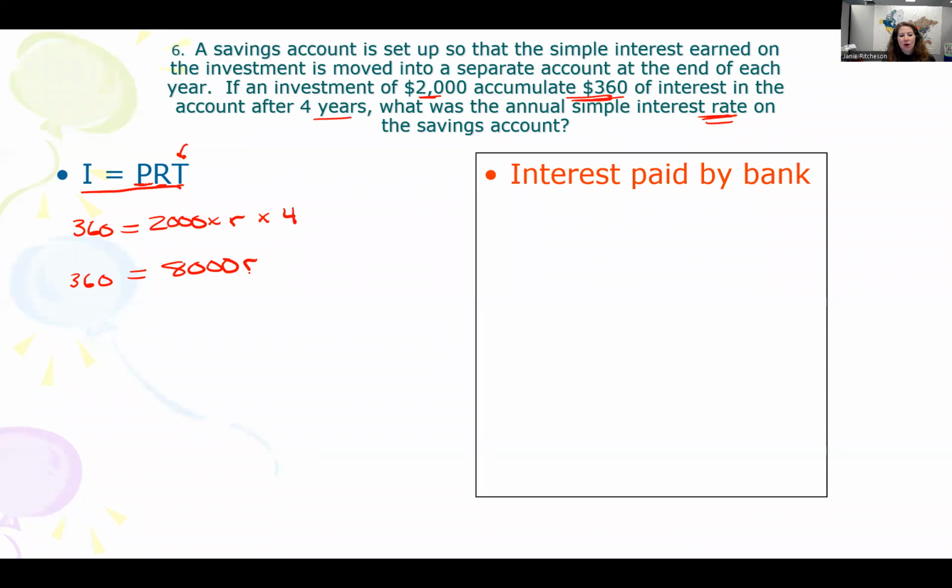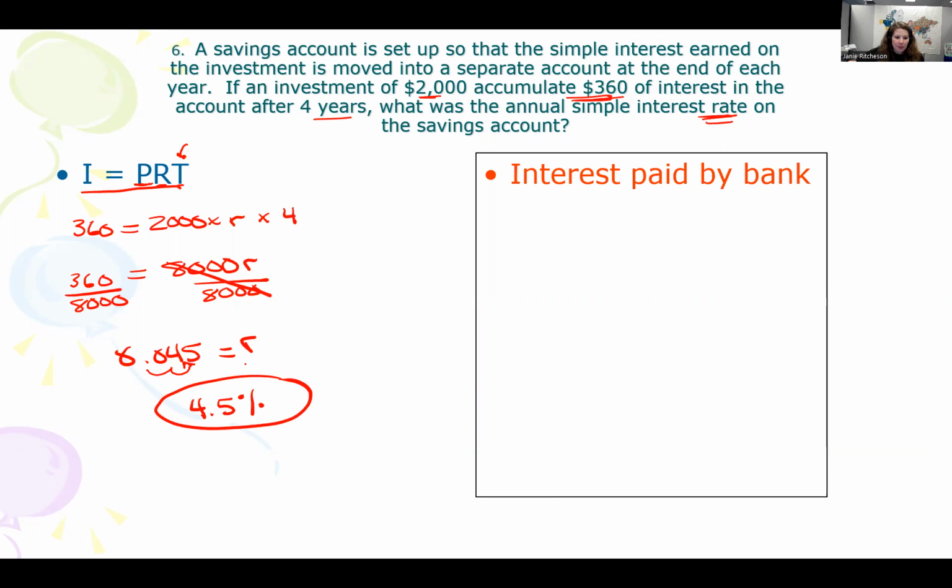And then I want to solve for R. So I'm going to get rid of times 8,000, which means divided by 8,000. I know we did this in class today, I'm just going over it. So our rate is, our calculator tells us 360 divided by 8,000 is 0.045, but rate must be a percent. Last thing we're going to do is multiply by 100, or in other words, move our decimal 2 places to the right. So the answer is 4.5%. That is the rate.